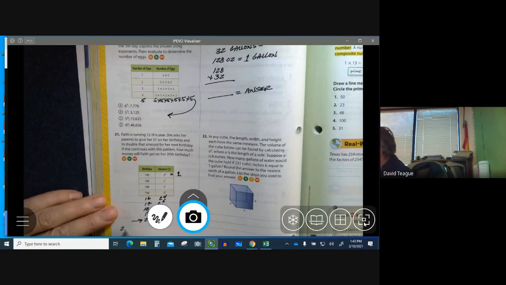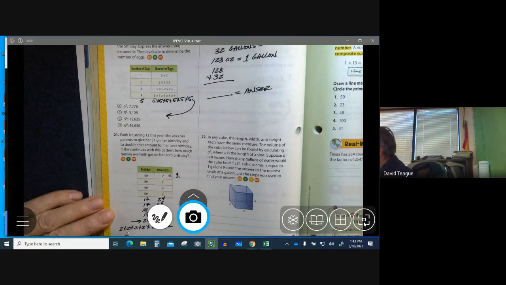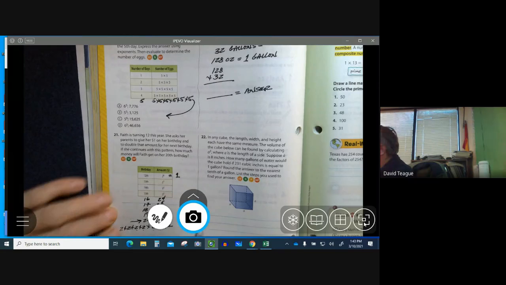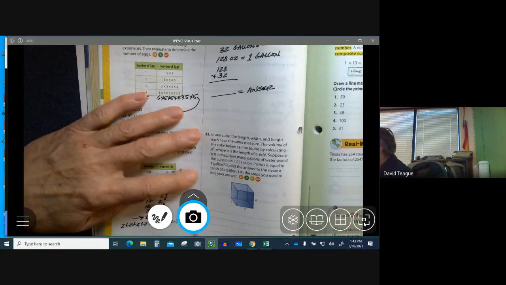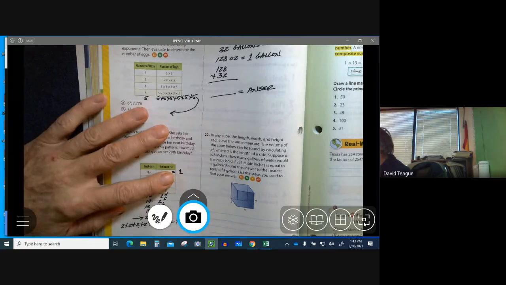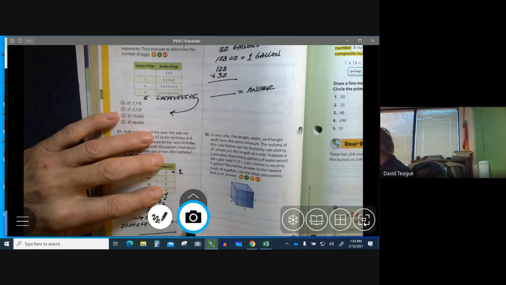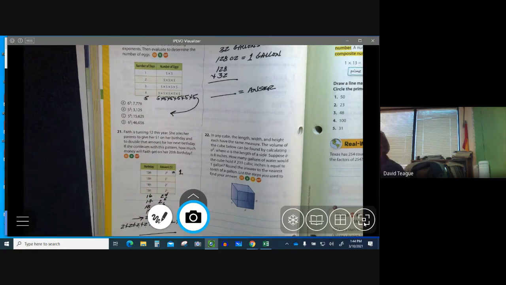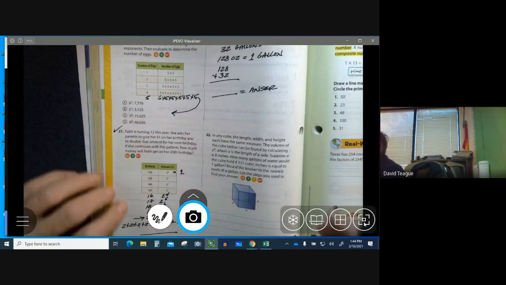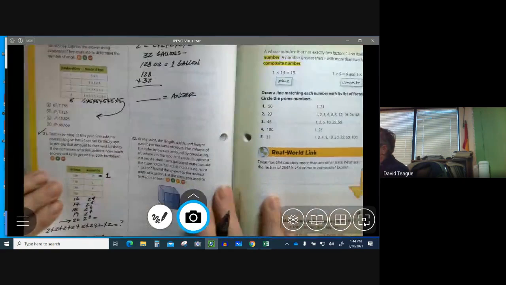So now we have 2 times 2 times 2 times 2 times 2 times 2 times 2. 1, 2, 3, 4, 5, 6, 7, 8. So all you have to figure out is what that value is. What's this? Okay, that's your answer for 21. Okay, 22.